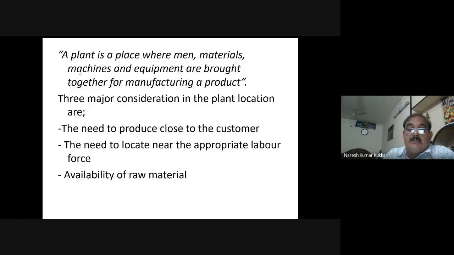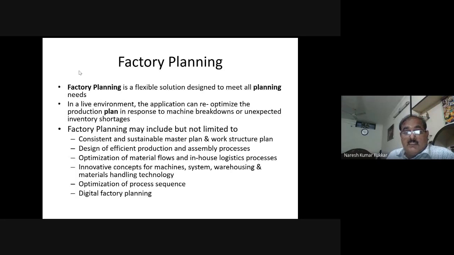We have checked this point that a plant is a place where men, material, machines, and equipment are brought together. Now we have to check that the proper men are available, proper material is available, proper machines and equipment are available. We are bringing all together to create a good product. In a live environment, the application can re-optimize the production plan in response to machine breakdown or unexpected factory shortage. Otherwise, if there is no proper planning, then everything has to be re-optimized.